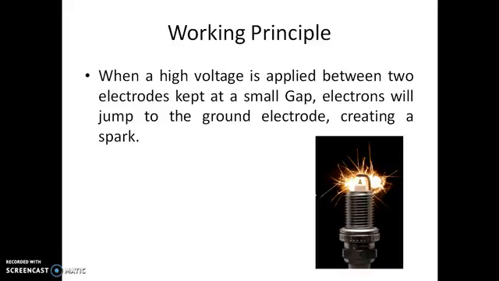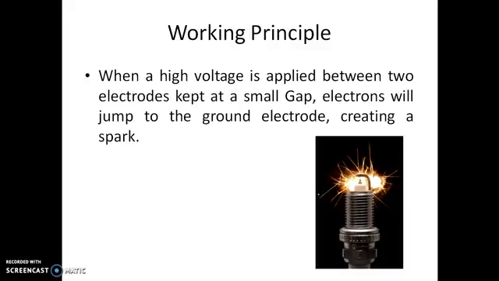Here we have an idea about the working principle of a spark plug. Basically, this spark plug works on the principle that whenever we apply a high voltage potential between two electrodes, among which one is earth, the tendency of the high voltage electrons will be to jump over the small gap between the electrodes and reach the negative or grounded terminal. Whenever the electrons jump over this small gap, there will be the production of a small spark.